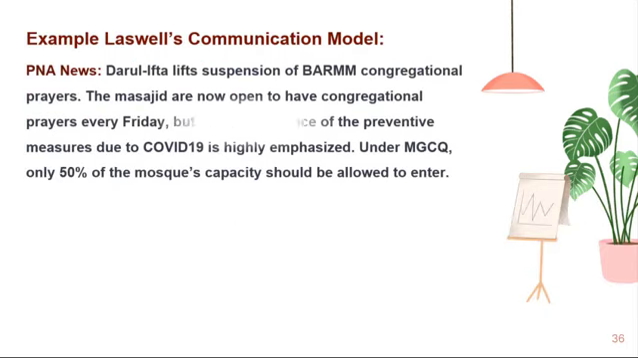Example of Lasswell's communication model. Darul Ifta lifts suspension of congregational prayers. The masajid are now open to have congregational prayers every Friday, but strict compliance of the preventive measures due to COVID-19 is highly emphasized. Under MGCQ, only 50% of the mosque's capacity should be allowed to enter. Let's dissect this message according to Lasswell's communication model.